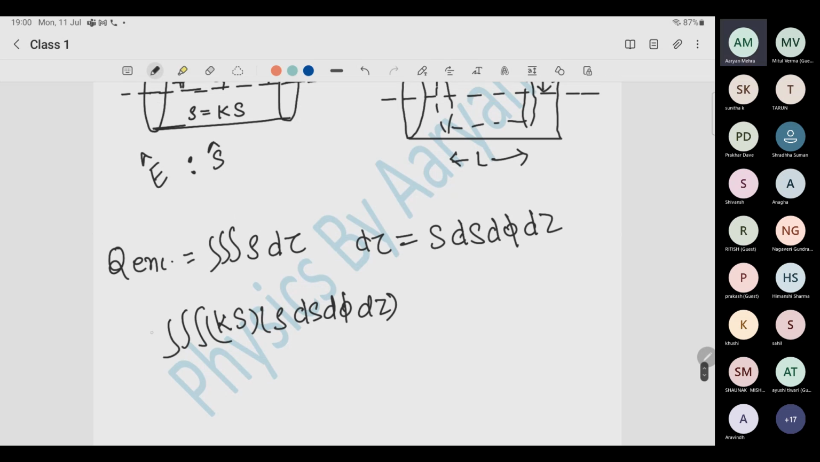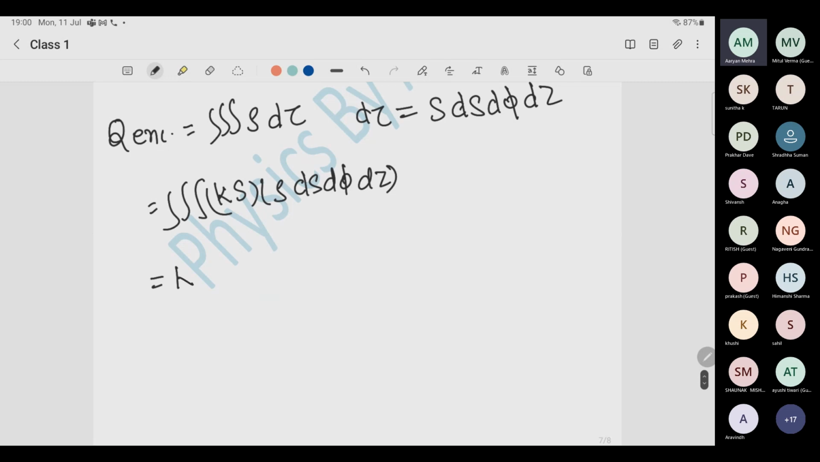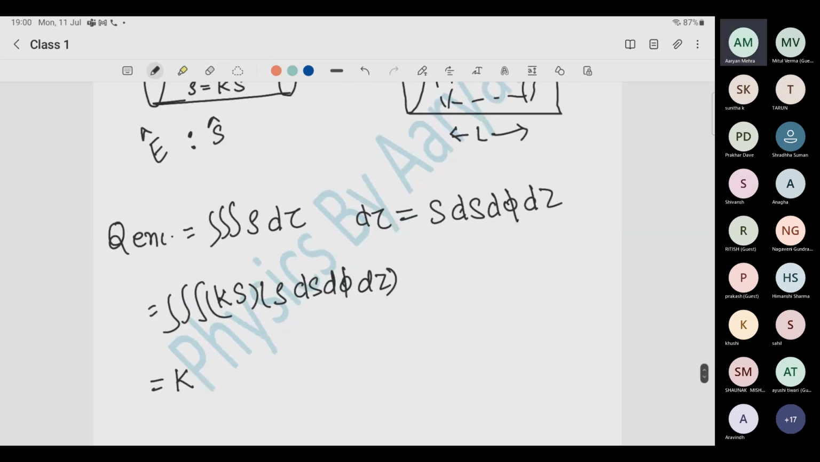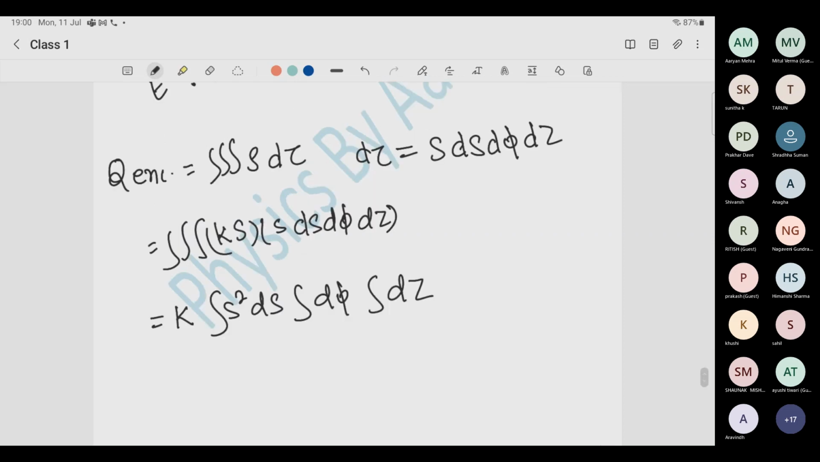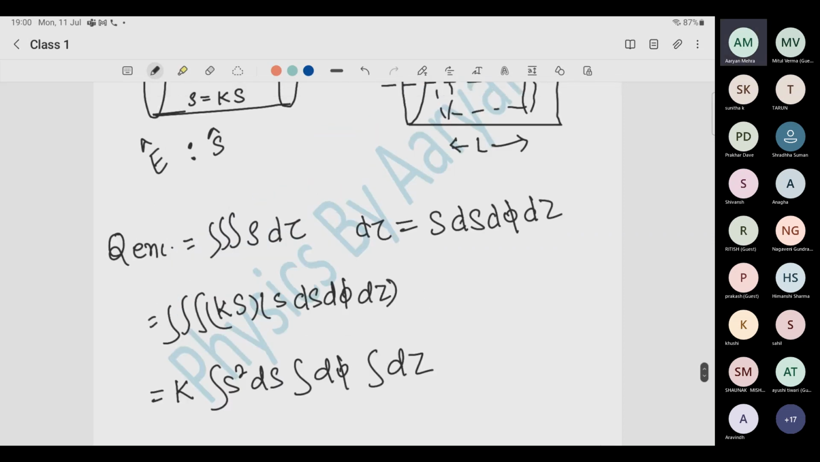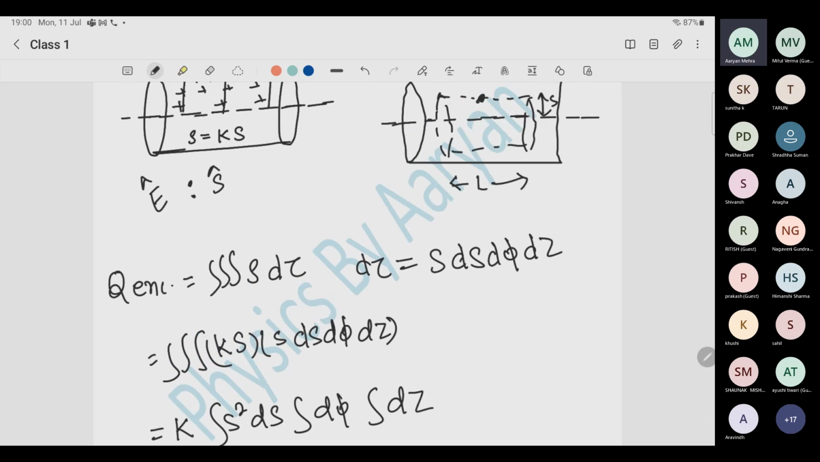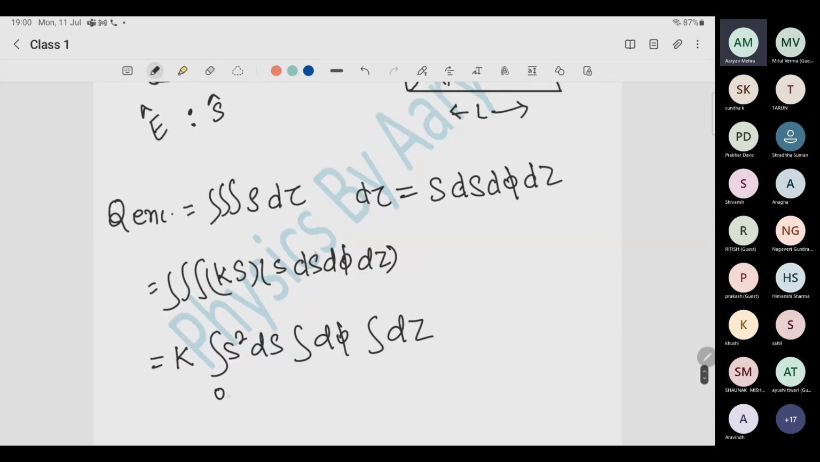Three integrals. Let's separate out these integrals. k can come out. What is the integrand here? Sorry, S squared ds d phi and dz. So first tell me what the limits of S are. You want to talk about this point. You are starting from this point. So your limit of S is 0 to?